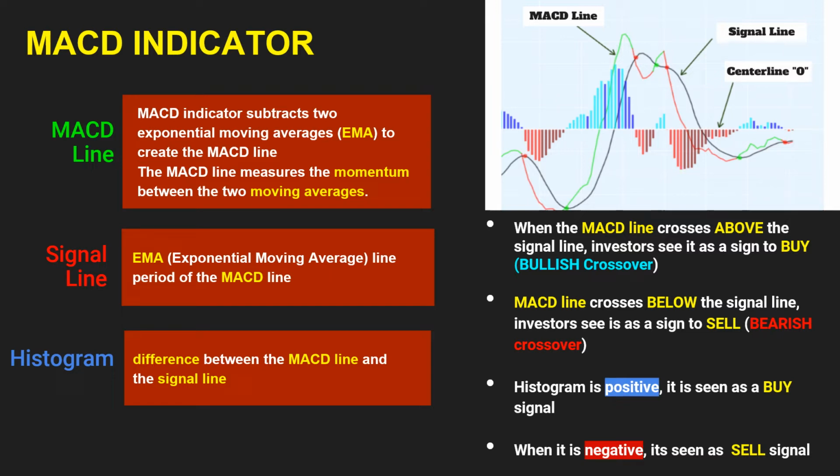Another way to visualize this is the histogram. When the histogram is positive, it is seen as a buy signal, and then when the histogram is negative, it's seen as a sell.